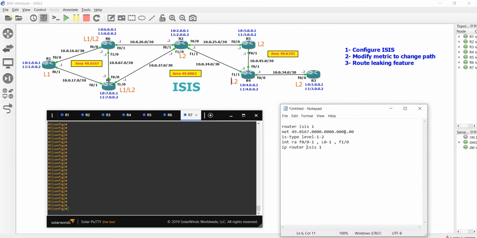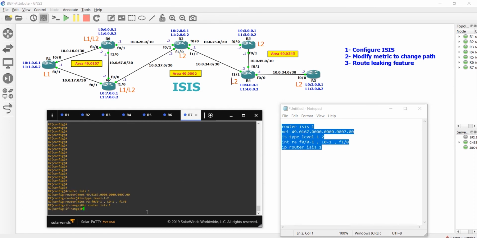And about number 7, and is level 1 and 2, and F10, and loopback, and I think everything is okay, and you can copy and paste here. Now we should check about adjacency and neighborship has been established or not.